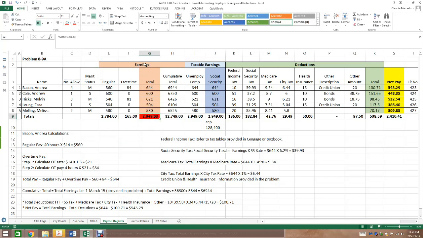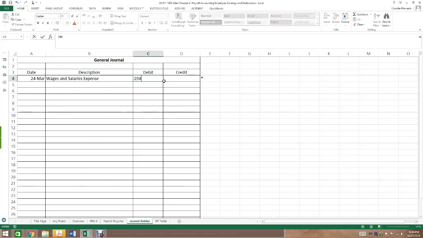So the amount that my employees earned during the period is $2,949. This is the expense to the company for having 5 employees. So the amount will be $2,949. It's a debit because all of your expense accounts have a normal balance of a debit. So this is going to be coming from your total earnings. Refer to total earnings.